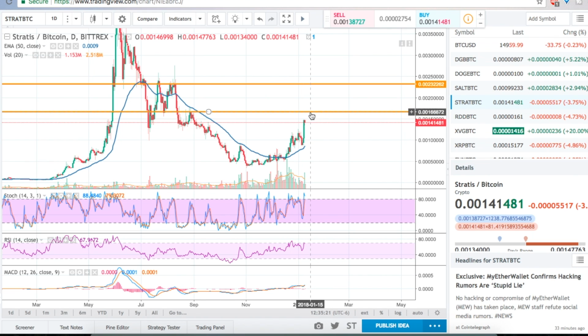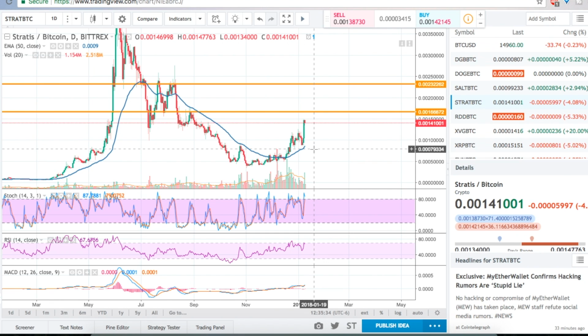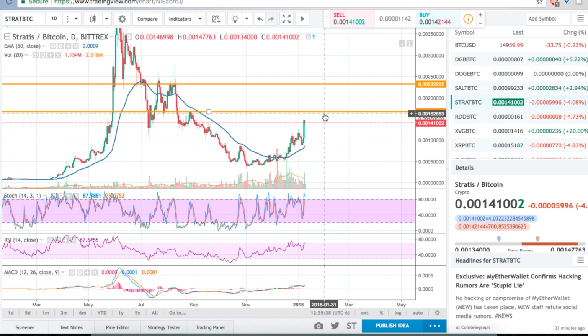Will it hit both of them? Usually not. You might hit target one here, and then you'll have a correction over a couple weeks, and then it'll retest that second target in the near future. But that's more for swing trading. I just want to talk about day trading at the moment.